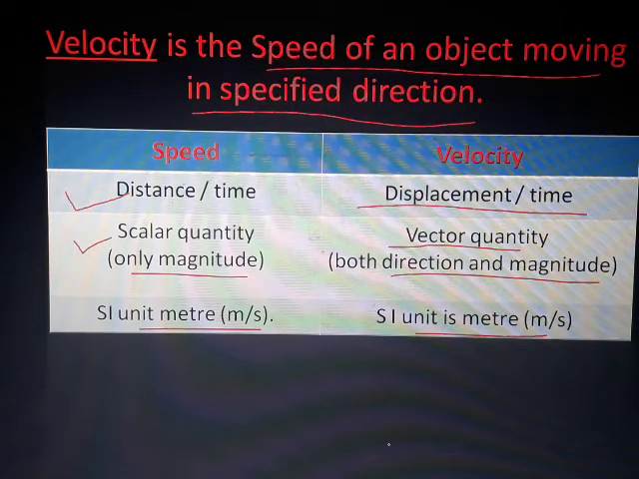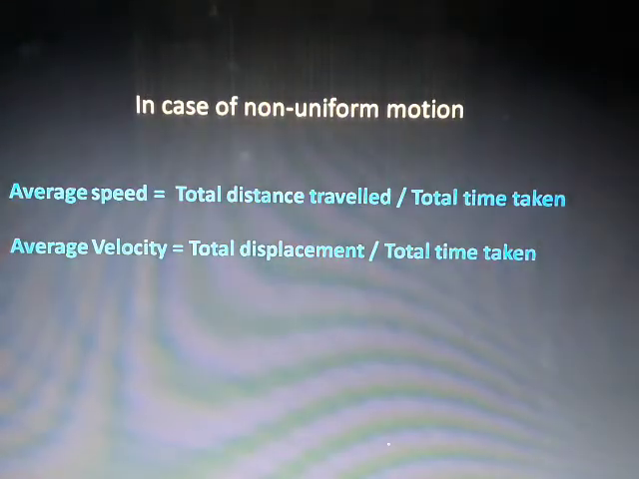Now like you have average speed for non-uniform motion, we have average velocity for non-uniform motion. Same like speed, we can calculate average velocity by dividing total displacement by total time taken. We'll give you one example. There you have to calculate both average speed and average velocity, and from that example you will understand the difference between these two.